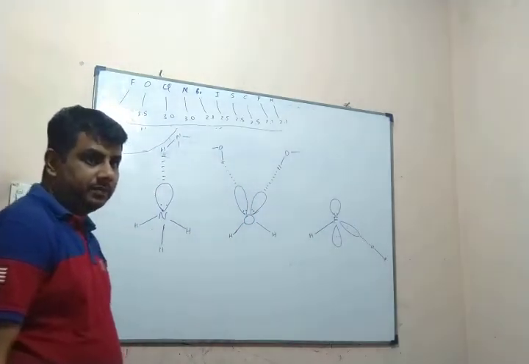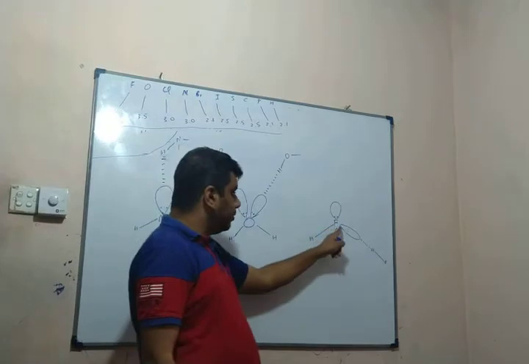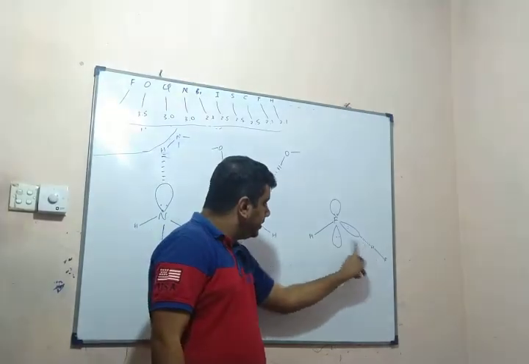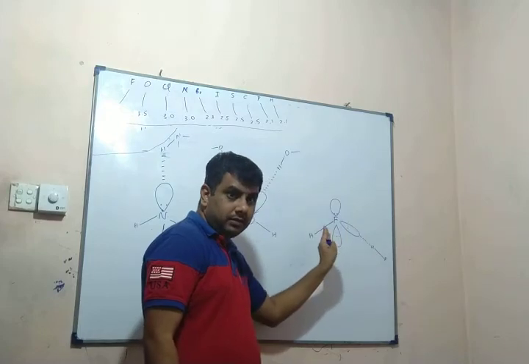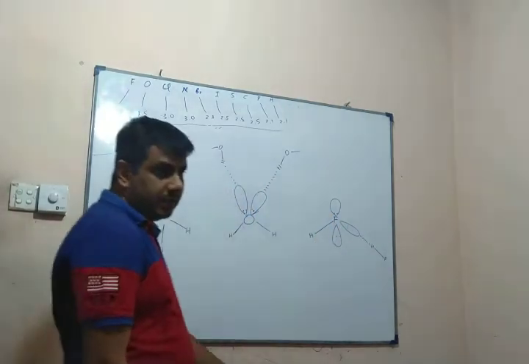What is the shape? Around fluorine, how many hydrogens? 2 hydrogens. Yeah, 2 hydrogens. What is the shape? Angular. Just use the VSEPR theory.